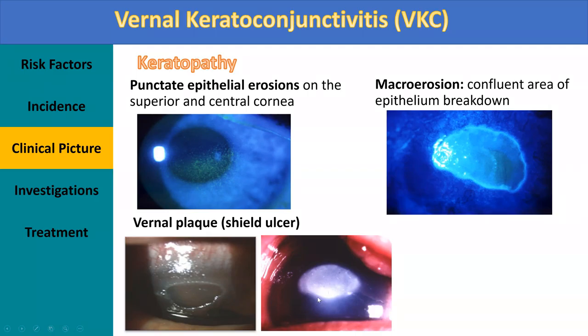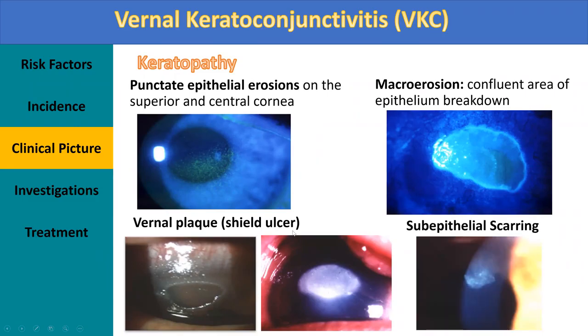The problem is that this plaque will prevent reepithelialization. That's why, if it happens, we need to debride it. Eventually, if the disease is not controlled by medications, it will result in subepithelial scarring or corneal scarring. This is what we need to prevent by controlling the vernal keratoconjunctivitis in those young children.